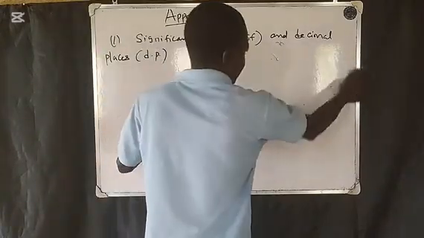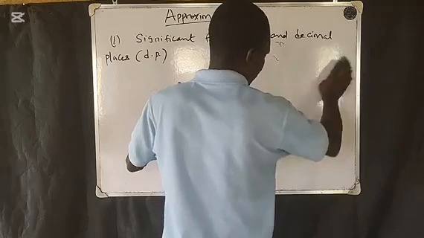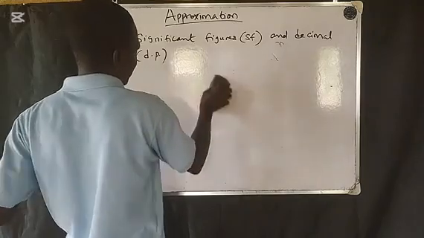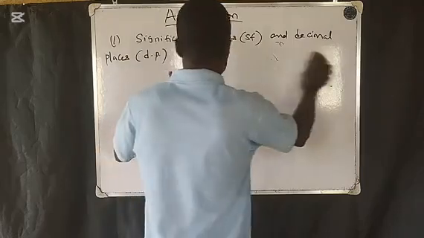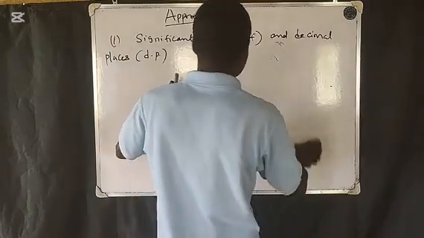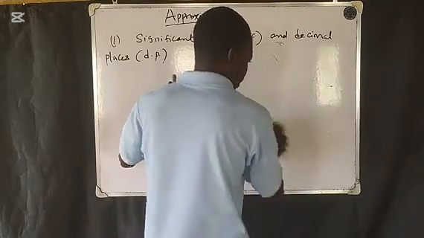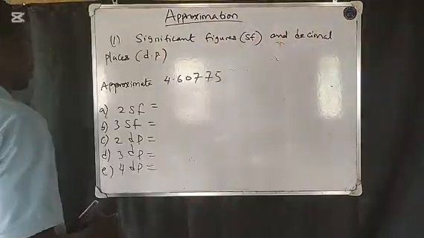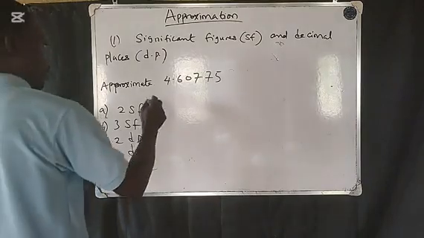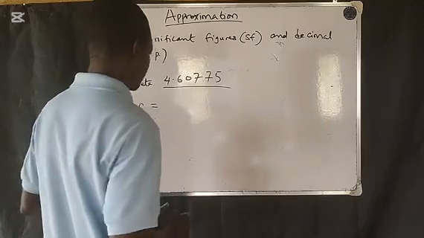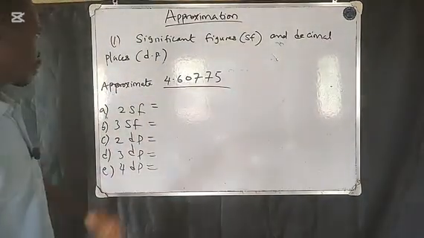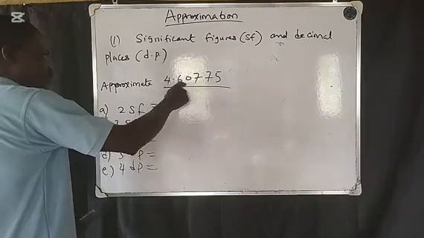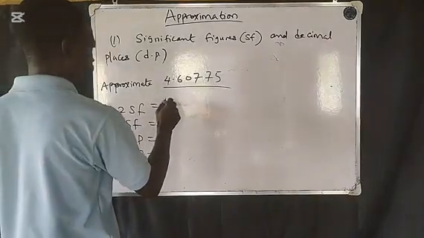Let's combine decimal places this time around. I will use the same figure to demonstrate how to write a number in a number of SF and in a number of DP. If I say DP, I mean decimal places. If I say SF, I mean significant figures. Now, look at the number on the board. The number on the board is a decimal number, and we want to approximate to 2SF. 2SF means 2 significant figures. So we stop at 4.6.